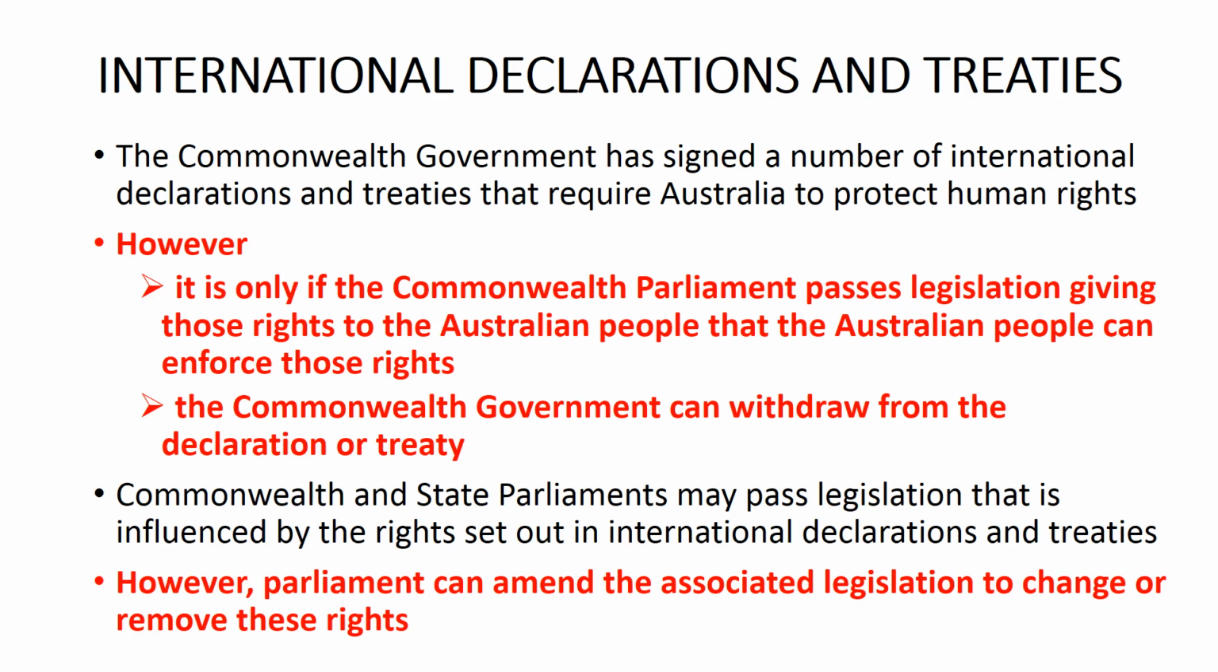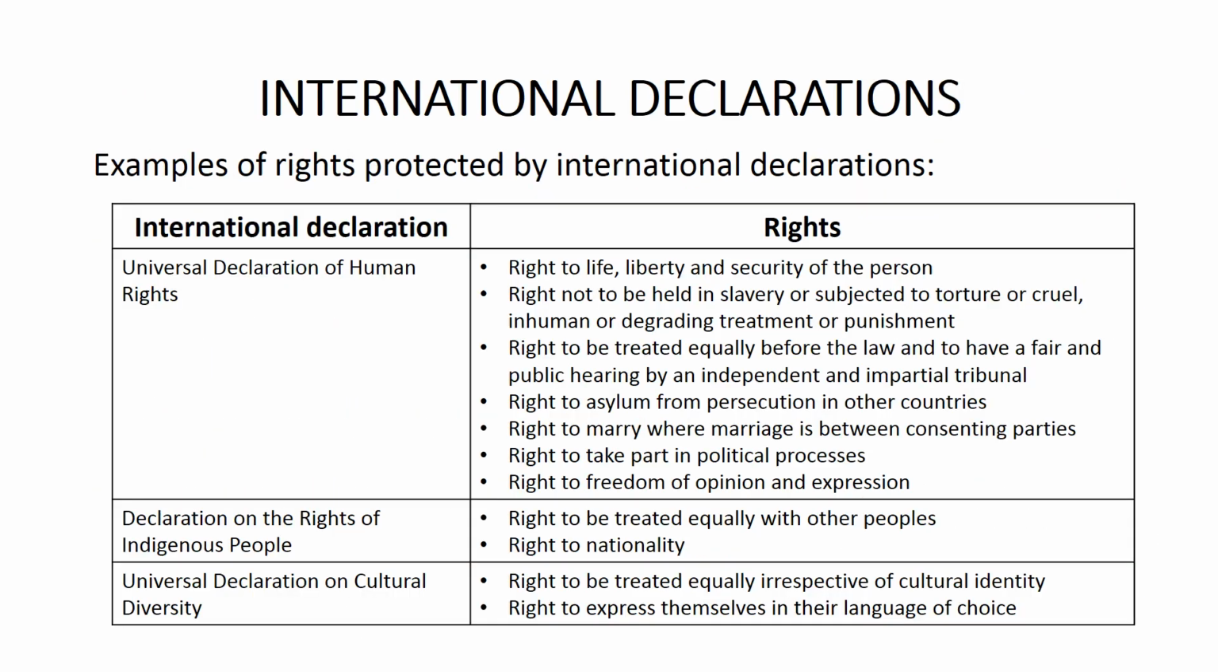But again, even where the Commonwealth and state parliaments do pass legislation that contains rights that are set out in or influenced by international declarations or treaties, Parliament, being supreme, can amend that legislation to change or take away those rights. This table sets out a number of rights that are created by some international declarations that Australia has signed.